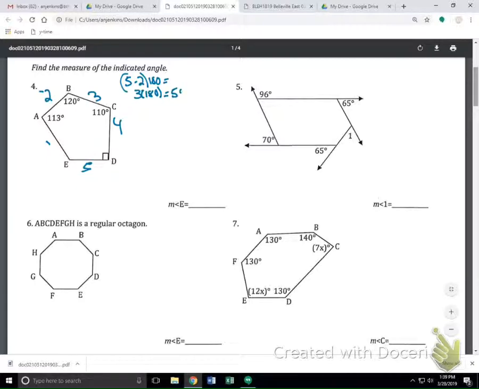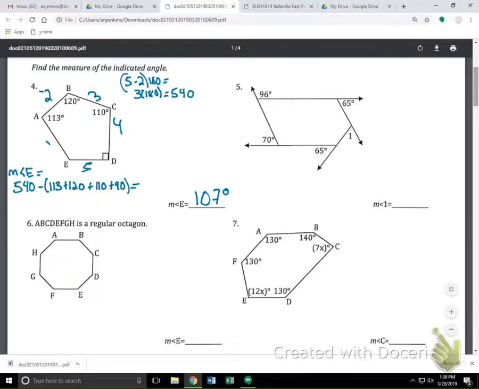540. But that's not the whole question. You're solving for the missing angle, angle E. So what we do is we add up all the angles we have and we subtract them from 540. So I did 540 minus the sum of 113 plus 120 plus 110 plus 90. And that's going to give me the measure of angle E. So when we add up this and we subtract it from 540, what value do you get? 107. So your answer here is going to be 107 degrees.